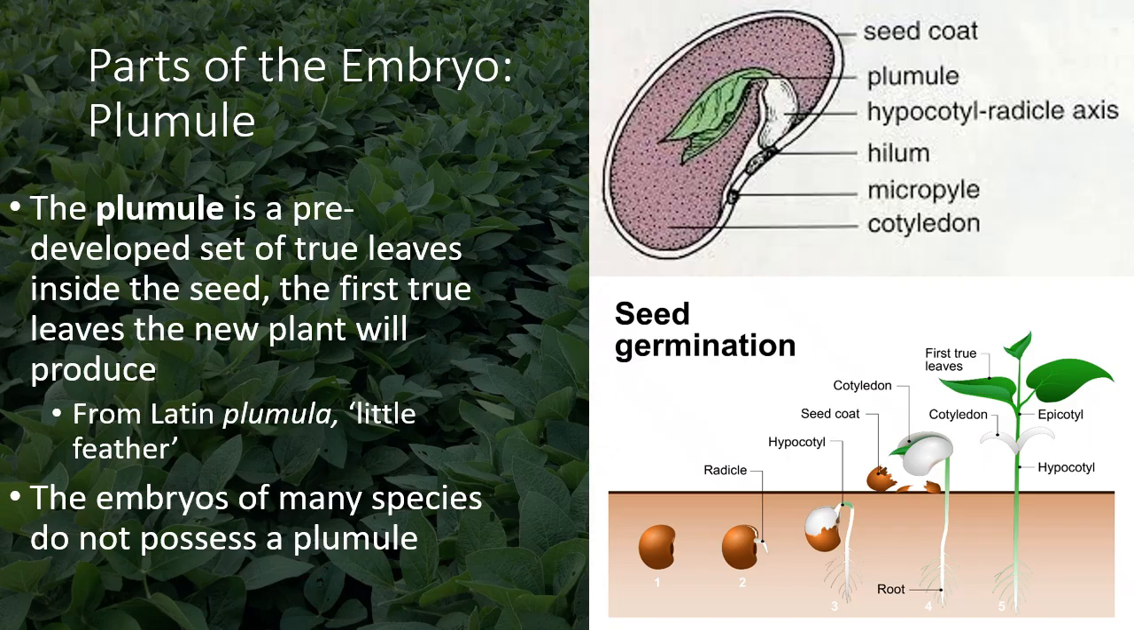Beans, however, have a really well developed plumule and epicotyl. So when we look at this image on the bottom, this diagram of germination, we can see that we start out with a seed. In number one, it's been planted, it absorbs some water. The radicle, or the embryonic root, erupts through the seed coat in number two.